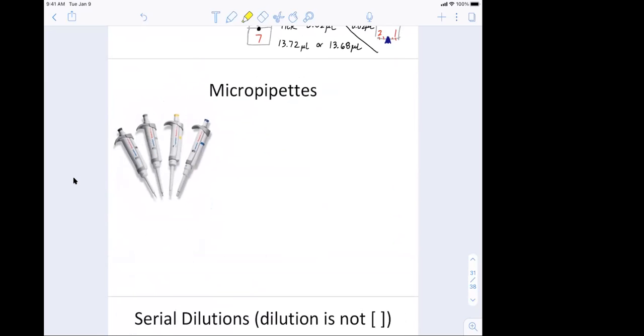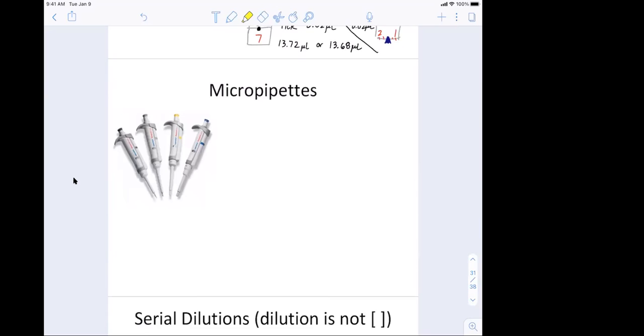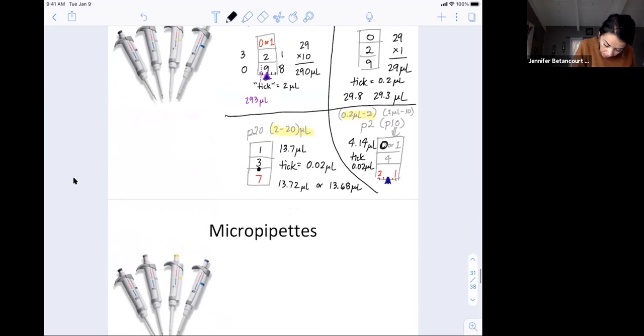Yes, just for clarification, so there would be 4 tick marks between each number. Like let's say it's P1000 and there'd be 4 between the 9 and the 8. Let's say this is 9, this is 8. You would have 280, 82, 84, 86, 88, 290.